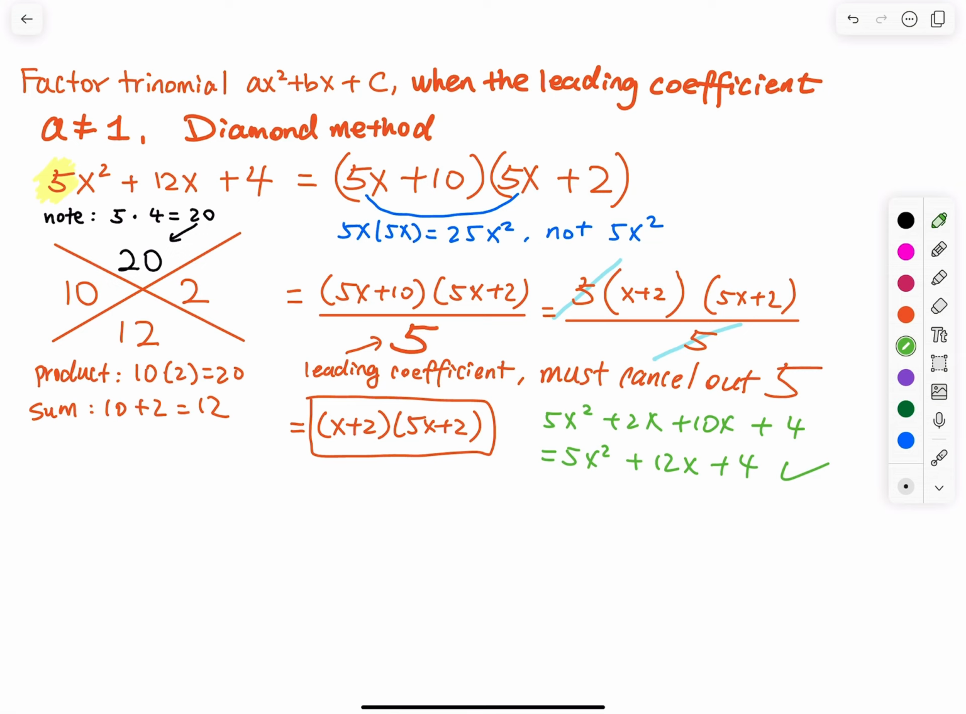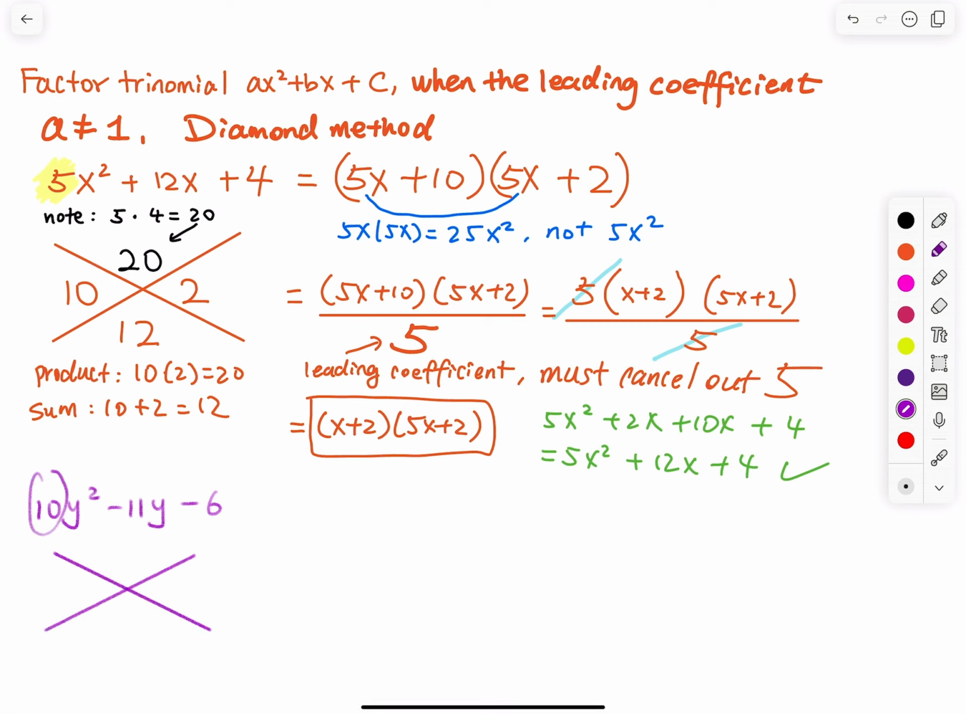Let's do another problem. Okay, what color should I use? How about we try a different type of pen? How about 10y squared? So how about 10y squared minus 11y minus 6? And then we draw a diamond.